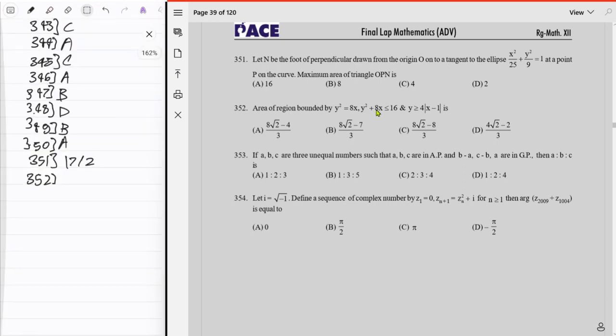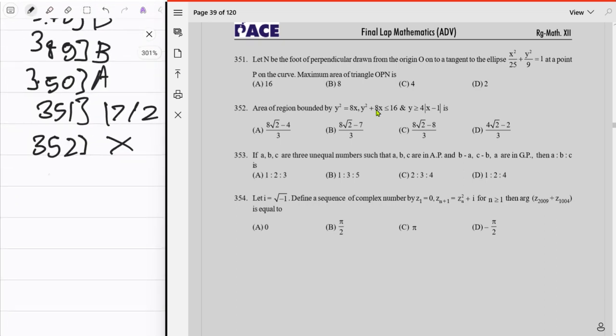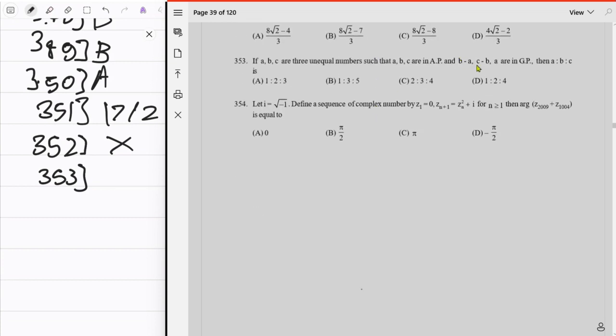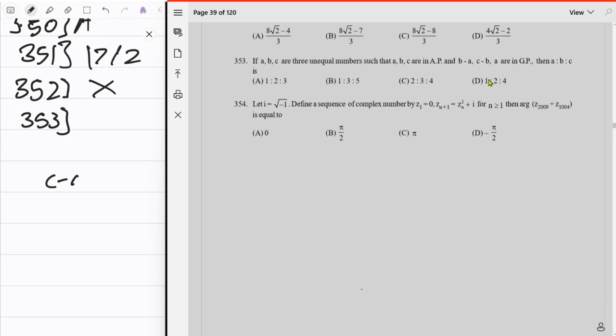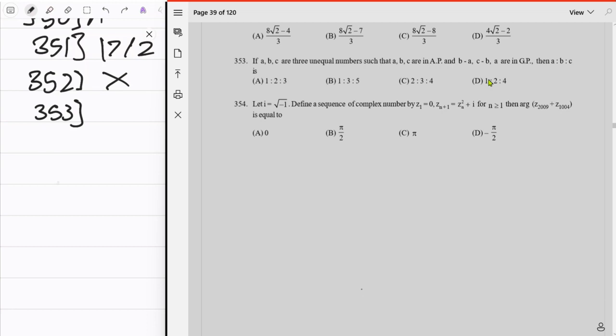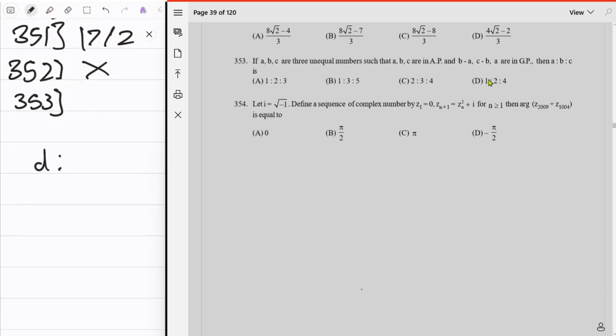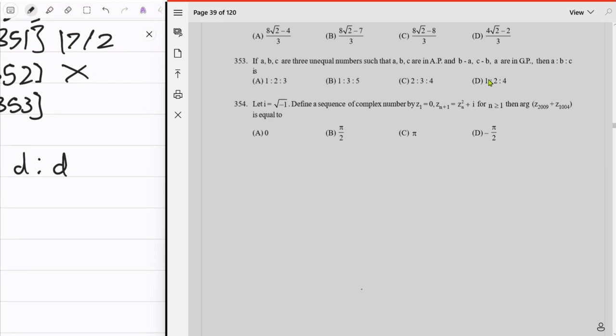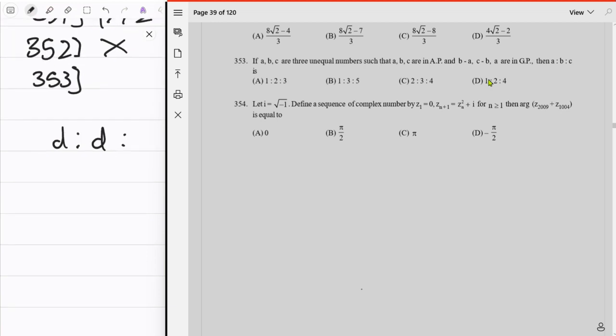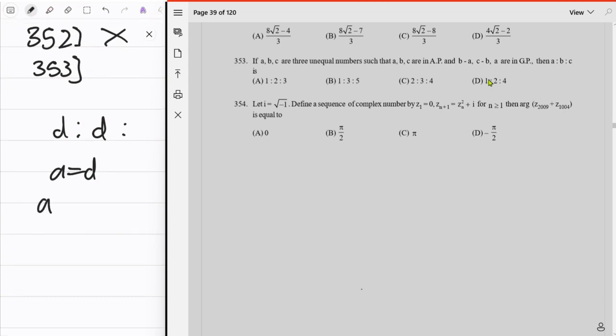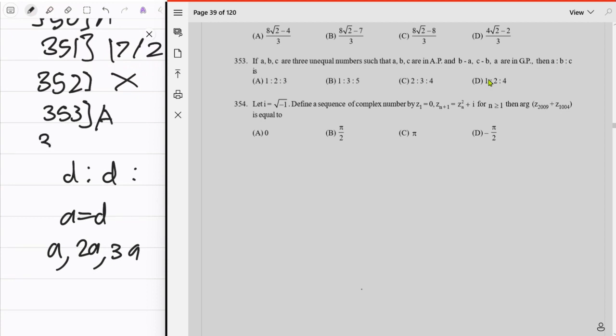So find the area type, right? Okay, this I just did not do, but 353. If A, B, C are 3 unequal numbers such that A, B, C are in AP and these are in GP, then A is to B is to C is. A, B, C are in AP and these numbers are in GP, which means like C minus B squared is. Oh, then okay, wait a second. A, B, C are in AP. Okay, so B minus A, that is our D. D is to C minus B is also just D. Is to A are in GP. Okay, so then A is equal to D basically. Which means these numbers are A, 2A and 3A, right? So 1 is to 2 is to 3, which is A. Next question. 354.